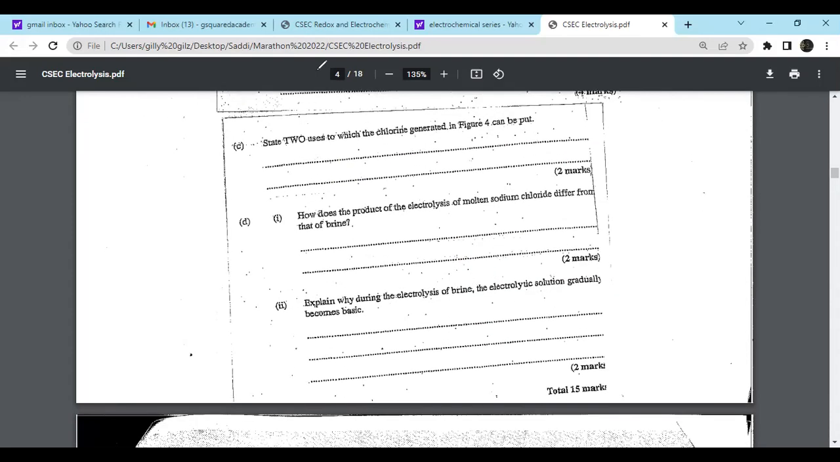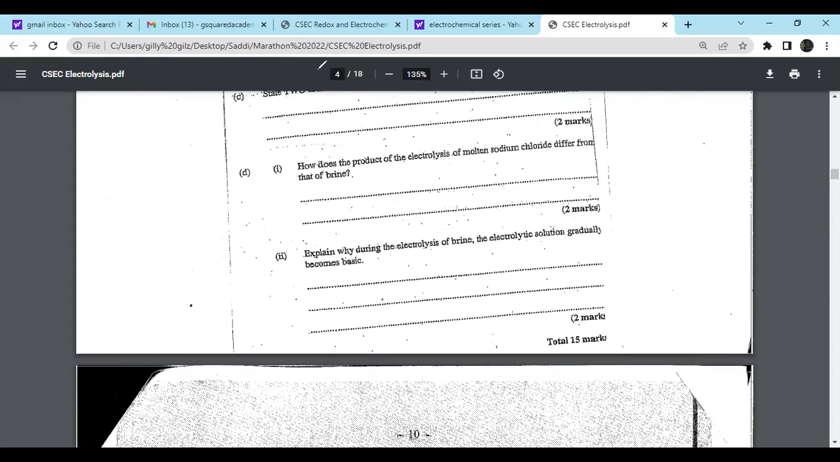How does the product of the electrolysis of molten sodium chloride differ from that of brine? With brine, you get sodium hydroxide being formed. That's one thing. Sodium hydroxide is going to be formed, and you're going to get some oxygen being formed as well at the anode.